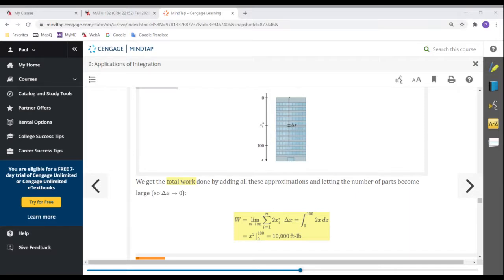Delta x is not 1. Delta x is the width of the ith piece of cable, and it gets smaller and smaller as you let n go to infinity. This is a Riemann sum. You're using a Riemann sum to approximate the work, and you're letting n go to infinity. Delta x gets smaller and smaller. But you see here, in the highlighted part with the work, the Riemann sum turns into the integral as n goes to infinity. That's what's going on there.